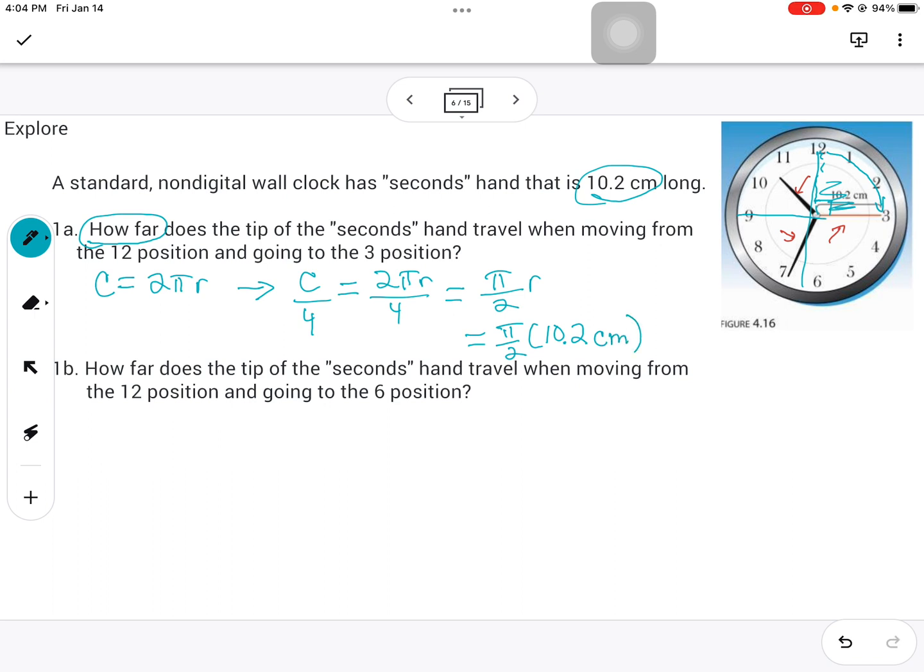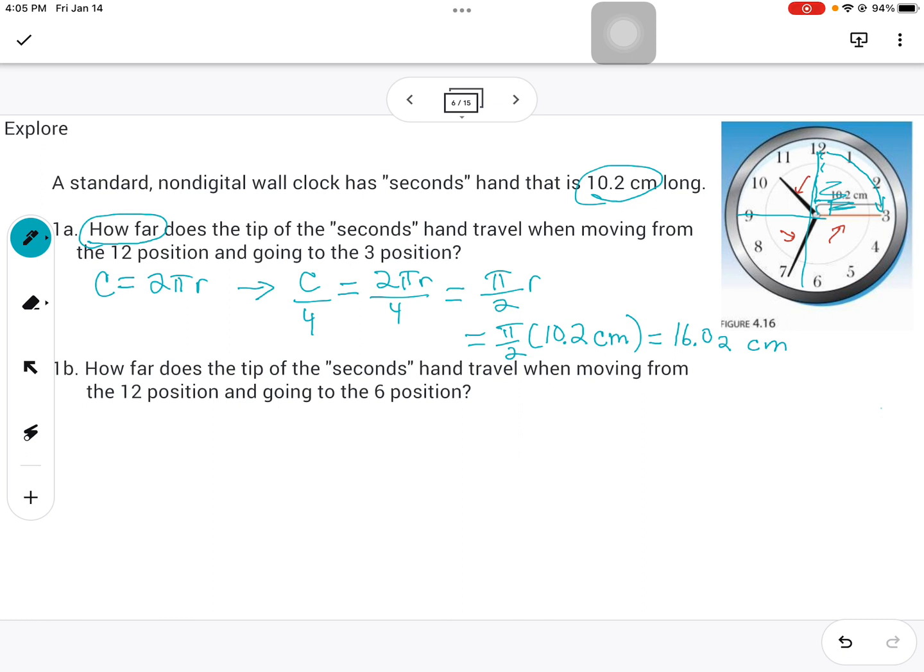10.2 times pi, and pi is just 3.14, a long decimal, divided in half. You can use a calculator, and you're going to get about 16.02 centimeters approximately. So the distance the tip of the second hand travels from the 12 to the 3 is about 16.2 centimeters.